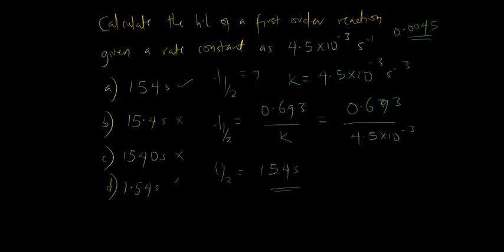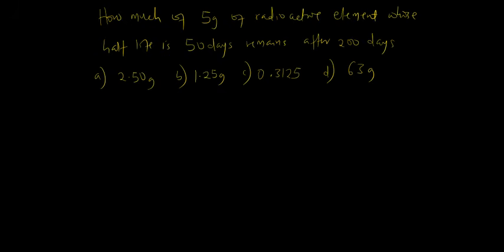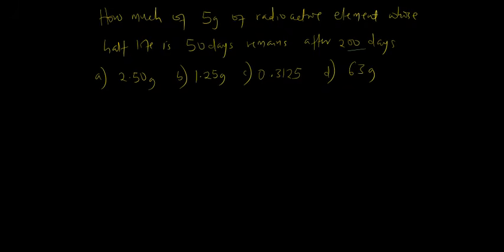So this, this and this are all not the answer. Now the next question says, how much of 5 gram of radioactive element whose half life is 50 days remains after 200 days. So that is what we are asked. So we have the initial mass of this radioactive substance as 5 grams. Then it says the half life of this radioactive substance is 50 days. Then it says will remain after 200 days. After 200 days, that is the period of decay of this substance. Its period of decay is 200 days.